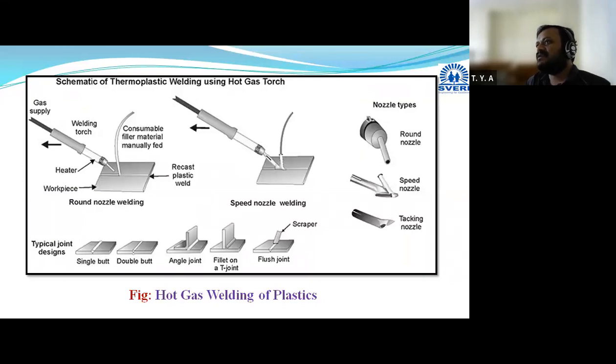Now, if you see this diagram, this is the diagram for hot gas welding. At the bottom side here, these are the different joints, different joints that we can create. Please concentrate on these four. These are repeated again and again. This is the single butt joint. Two different plastic plates. Please concentrate here.